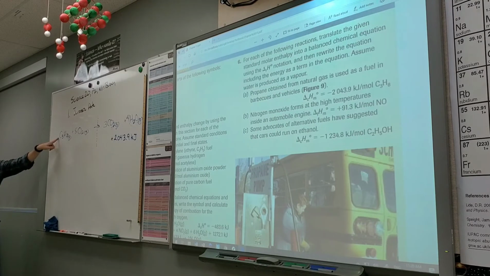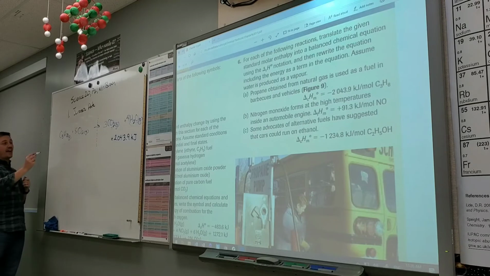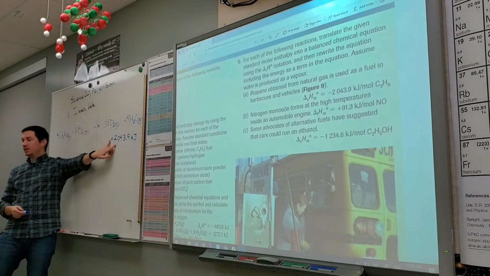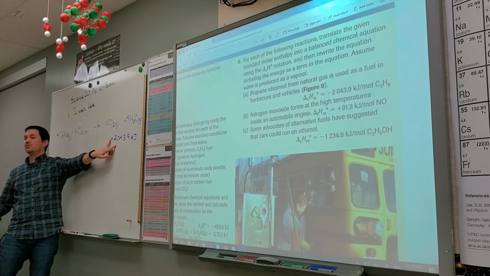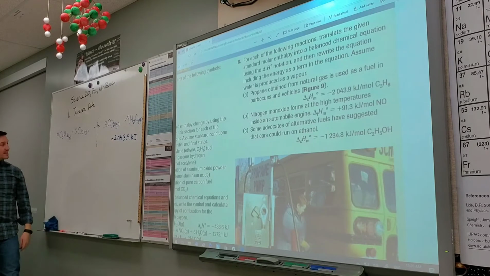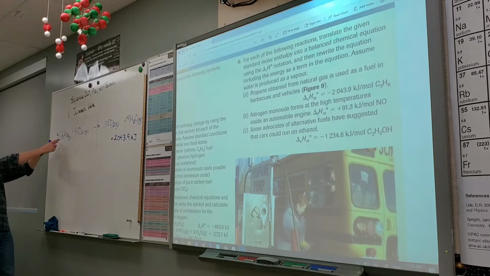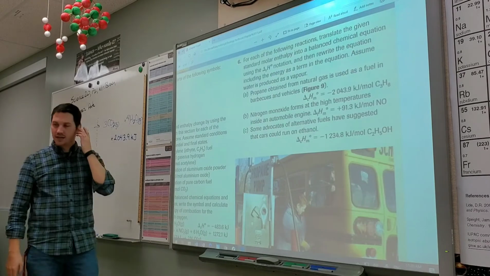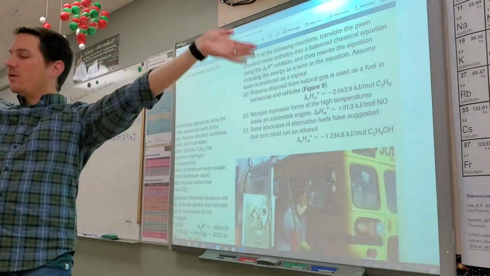If I didn't have a 1 here, imagine I had a 4. What would this number be? Just whatever it is times 4. Does that make sense? Are we okay with that? So remember, that number is the molar enthalpy of combustion for propane, so it depends on how many moles you have inside your reaction at any given time. That's all I wanted to say.